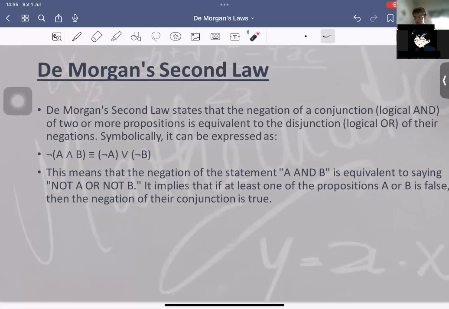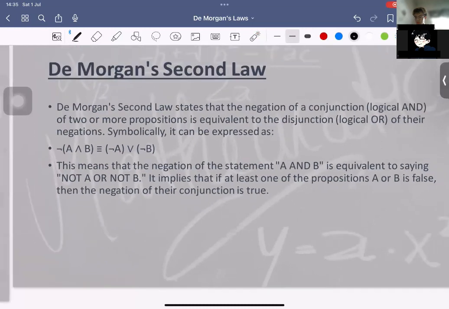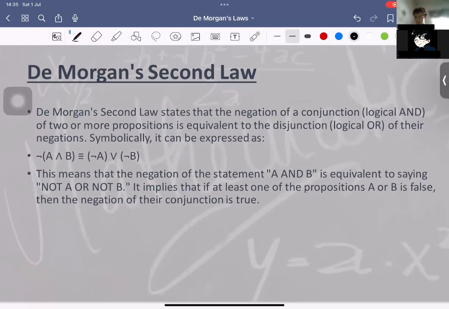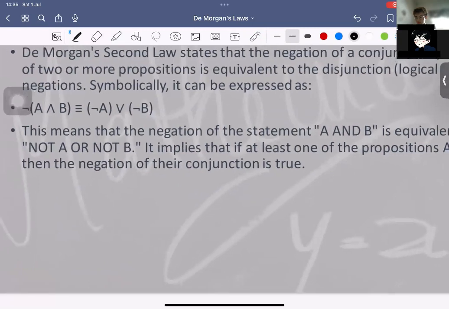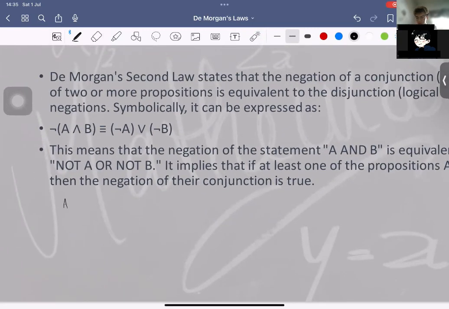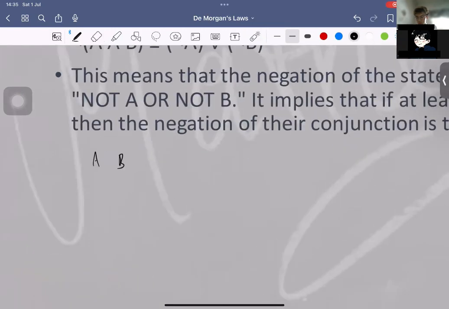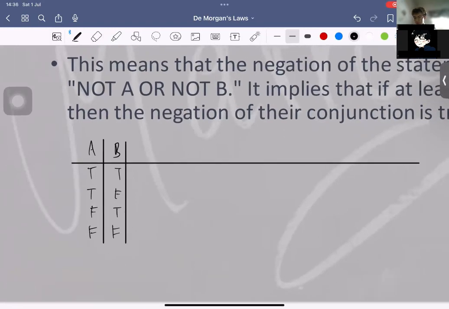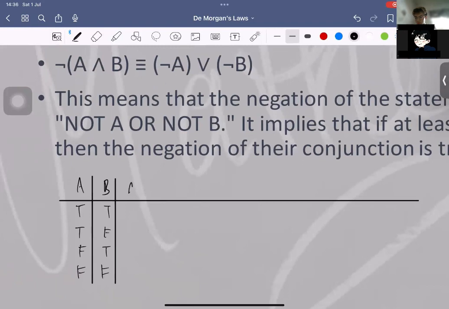Same as the way we did before, we draw a truth table to show they are equivalent. So A, B: true, true, true, false, false, true, and false, false. So what is A and B? We see this is true, and this is false, false, false. And we negate it, it will be false, true, true, true.